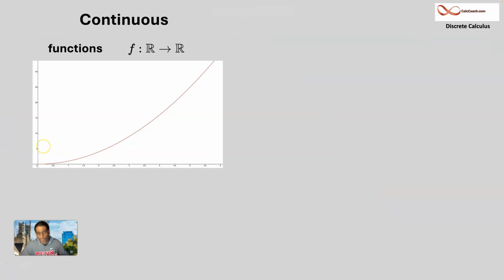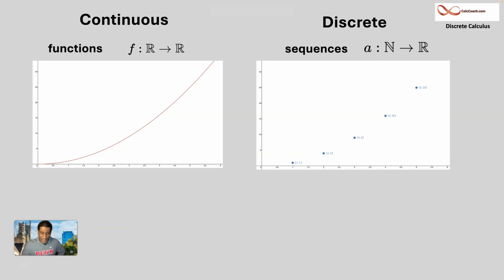Let's get started. Okay, we take calculus, we understand that everything is about a function from a real number to a real number, single variable calculus. Well, now we have to look at discrete calculus, where we have sequences instead of functions. The inputs are only going to be natural numbers. The outputs can be any real number.